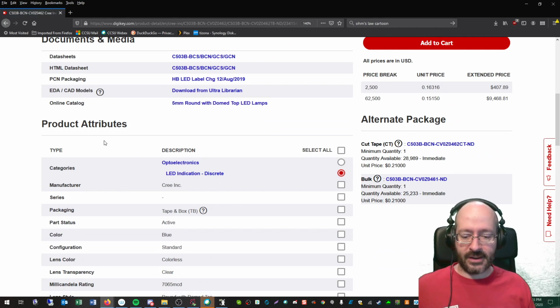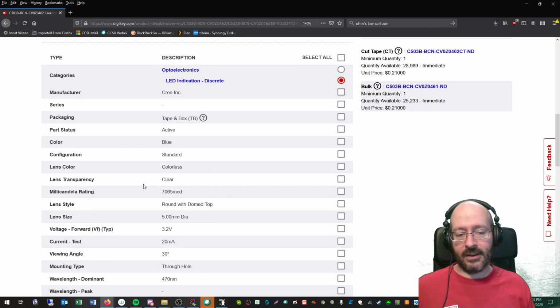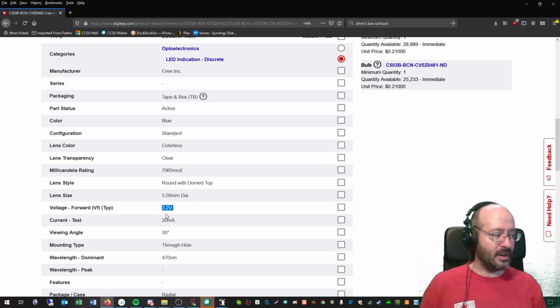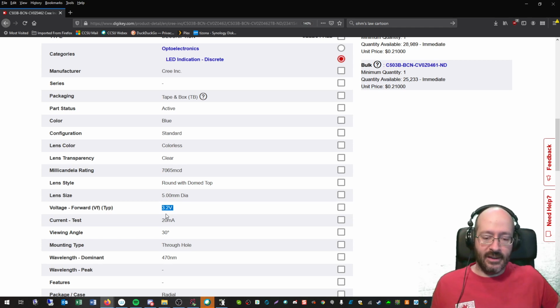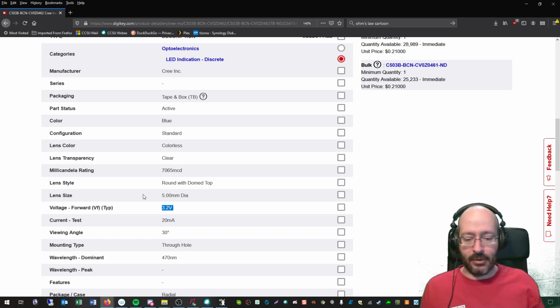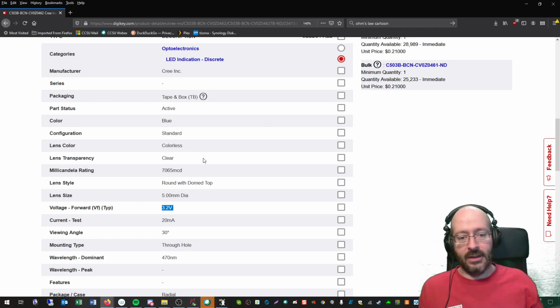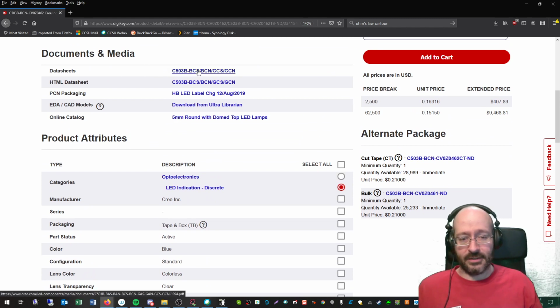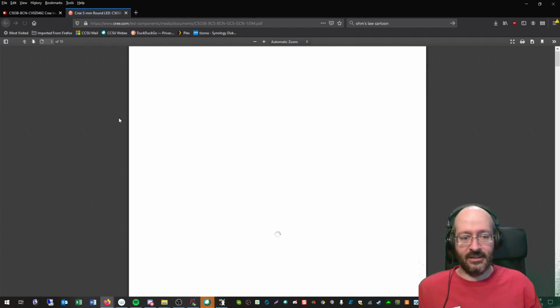So down here in the product attributes, this is a common enough specification that it's right here on the front sheet. So the forward voltage is 3.2 volts. Is it going to be exactly 3.2? No, but it's going to be pretty close, and we can use that as a nominal value to design around. That's listed nicely because DigiKey is a pretty nice supplier, but it should also be somewhere in the data sheet.